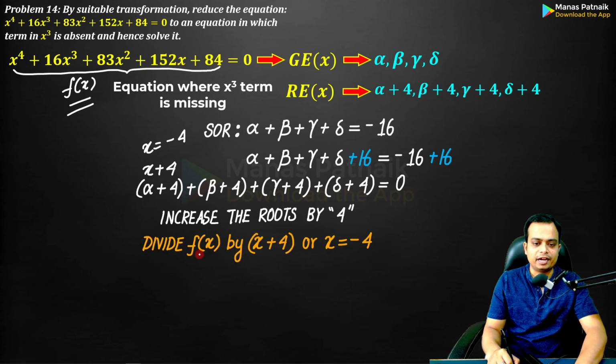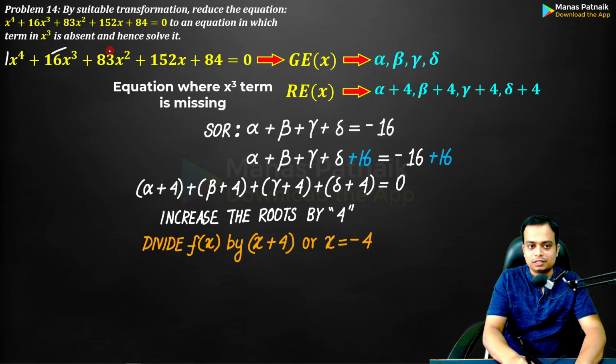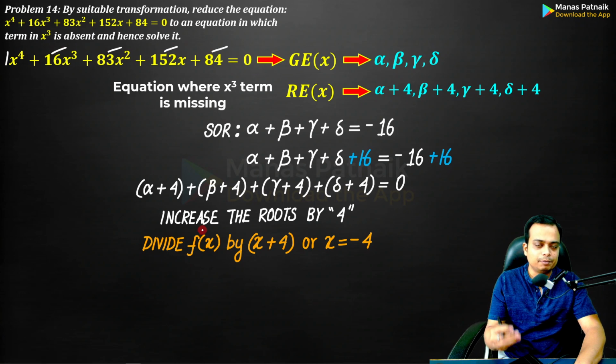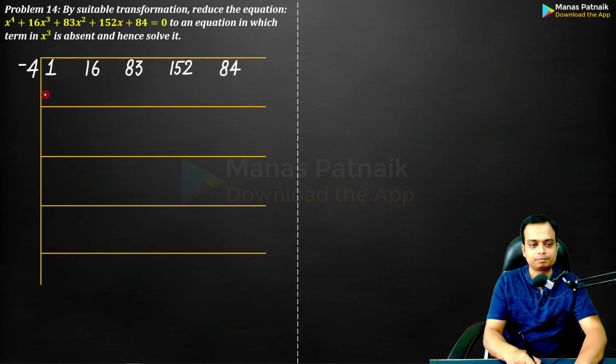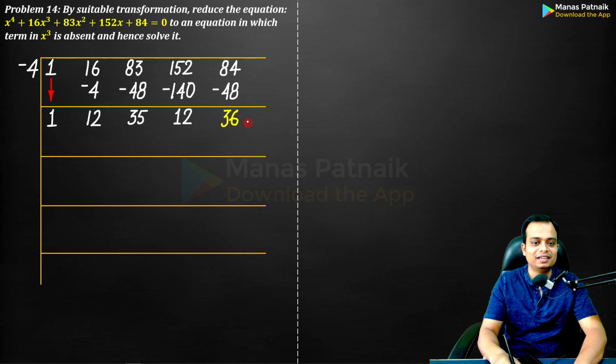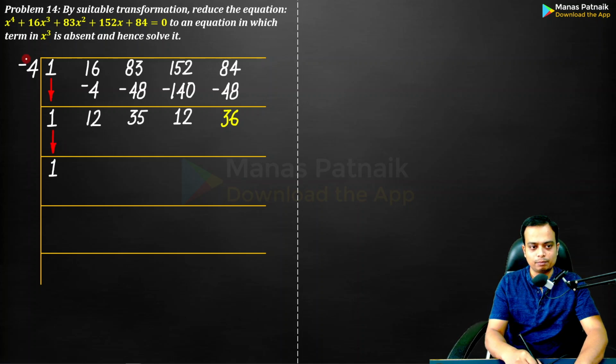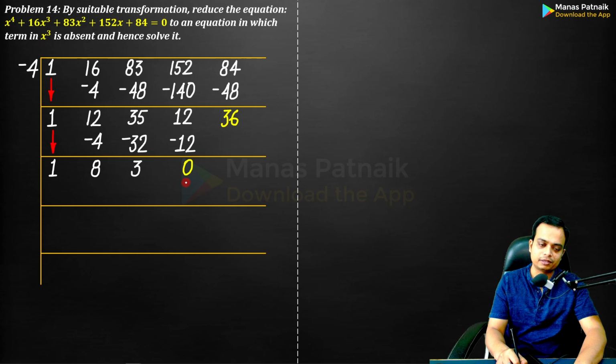Here we go. Divide f of x by x equals minus 4. Take a look at the coefficients: 1, 16, 83, 152 and 84. Let me use the synthetic division technique. Here we go. Copy 1. Minus 4 into 1, 16 minus 4. Minus 4 into 12. Okay, keep on repeating this process. Done. That's stage 1 and the remainder. Obviously, there is going to be a remainder. Copy. Minus 4 into 1. 8. Minus 32. 3. Minus 4 into 3. Done. 0. Okay, so another remainder.